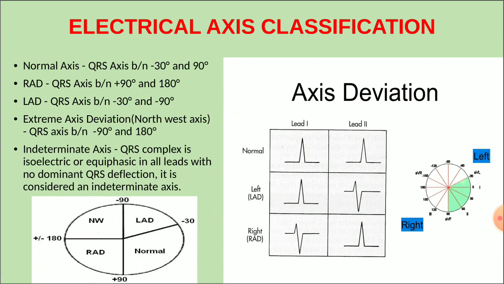Indeterminate axis: if the QRS complex is isoelectric or equiphasic in all leads with no dominant QRS deflection, it is considered an indeterminate axis. Coming to the right picture, axis deviation. If the QRS complex in lead 1 and lead 2 is positive, it is normal axis. If the QRS complex is positive in lead 1 and negative in lead 2, it is left axis deviation. If the QRS complex is negative in lead 1 and positive in lead 2, it is right axis deviation.